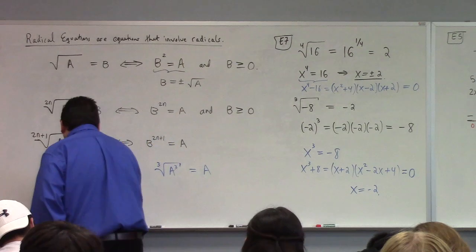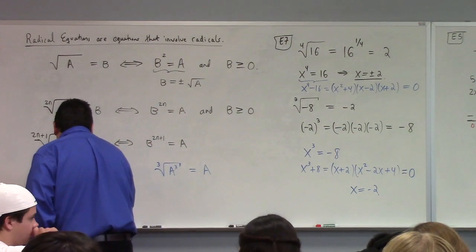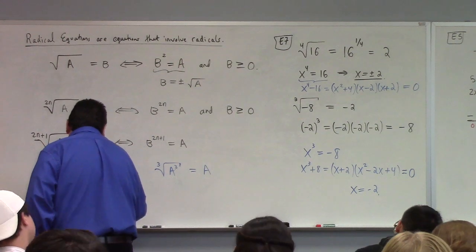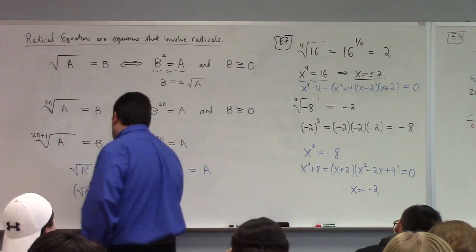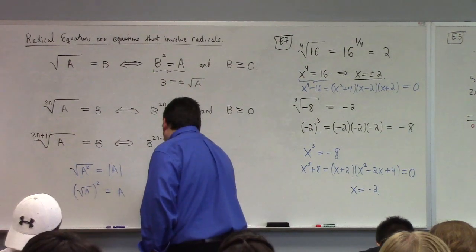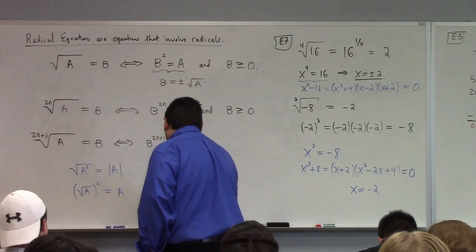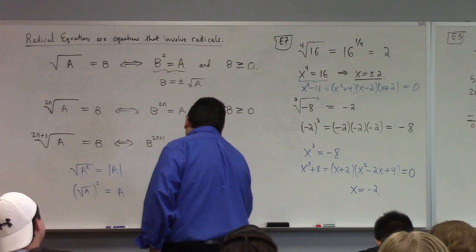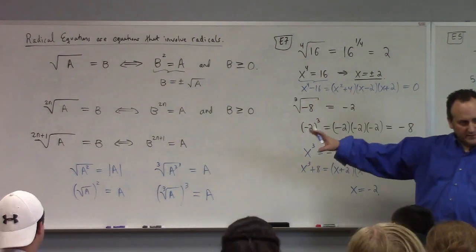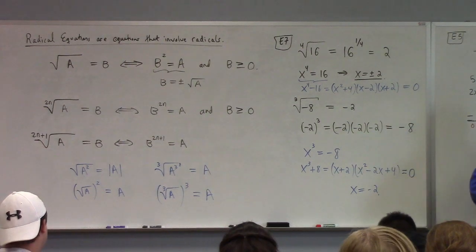If I do the square root of a, all of that squared, well, guess what? That's equal to a again. And the cube root of a cubed, well, that's also equal to a again. So there's something a little funny that happens with the square root.